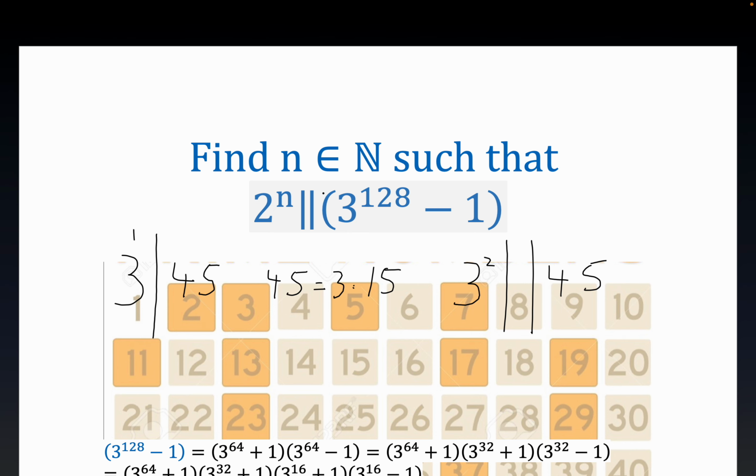Okay. Now, what we're looking for in this particular problem is the n, which will be unique, that fully divides this huge number, 3 to the 128 minus 1. You can't even pronounce that number or say it. So we're looking for the maximum n such that 2 to the n divides the quantity 3 raised to the 128 minus 1.